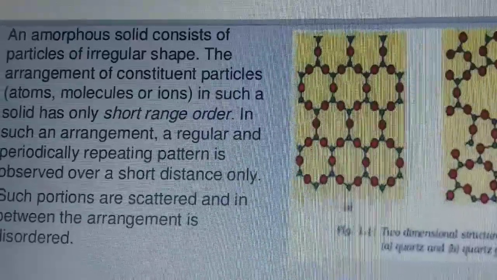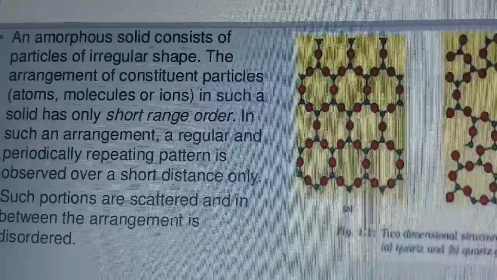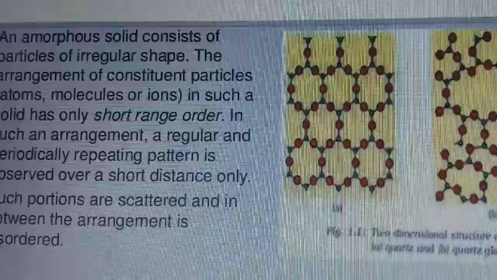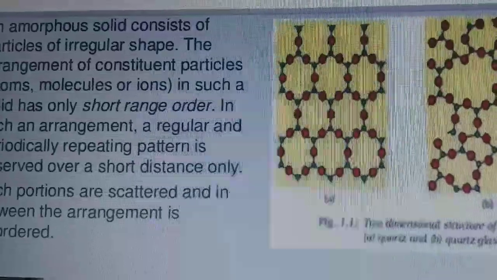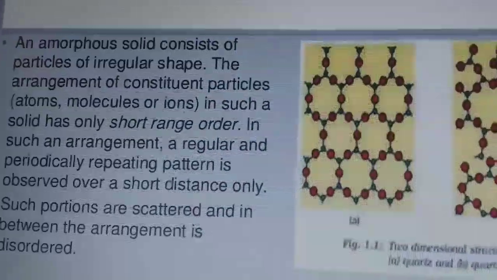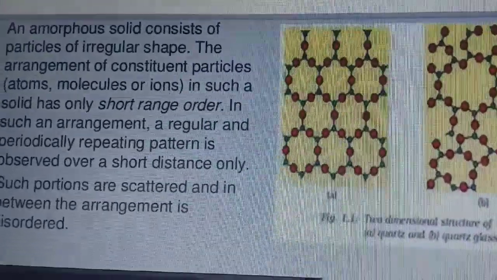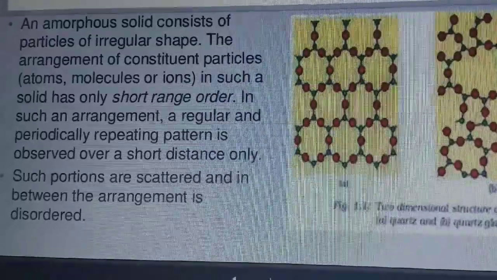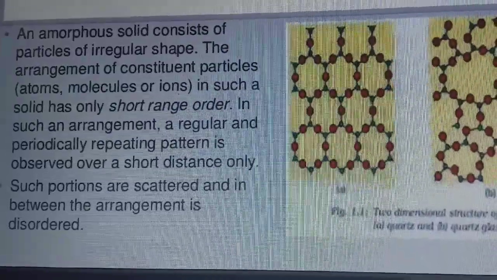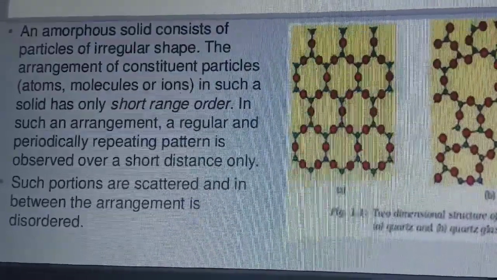Now coming to amorphous solids. Amorphous solids are short range order. Crystalline solids are long range order, but amorphous solids are short range order. An amorphous solid consists of particles of irregular shape. Crystalline means they have definite geometry, but here they don't have definite geometry or shape. The arrangement of constituent particles, that is atoms, molecules or ions, in such solids has only short range order. What is the meaning? There is no regular arrangement of particles. In such an arrangement, a regular and periodically repeating portion is observed over a short distance only.